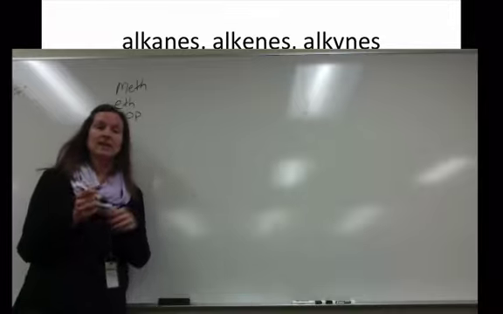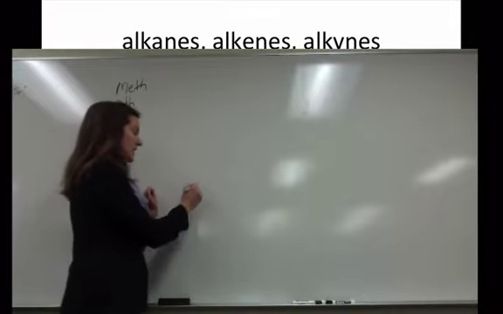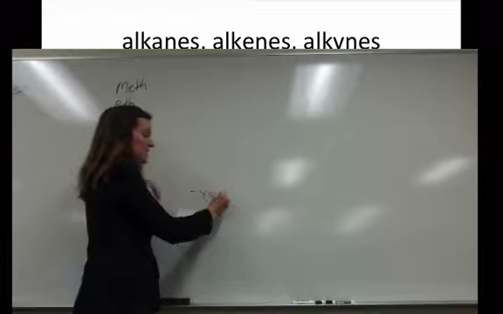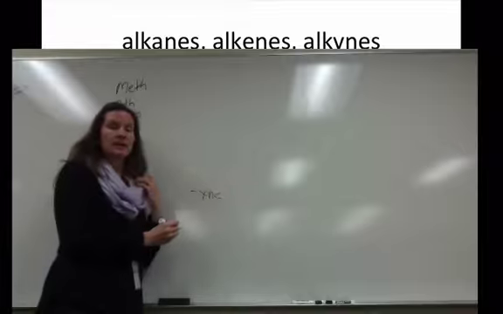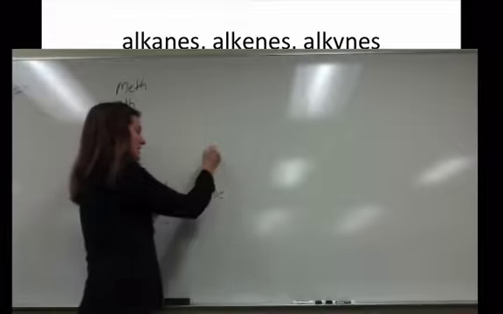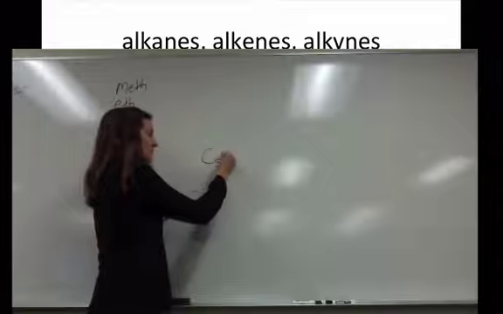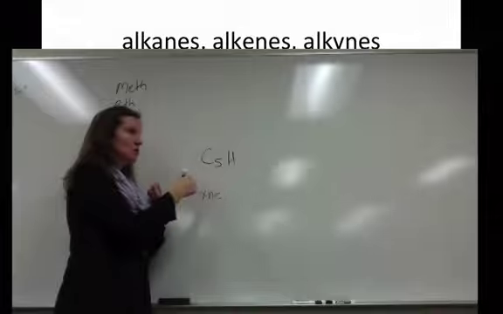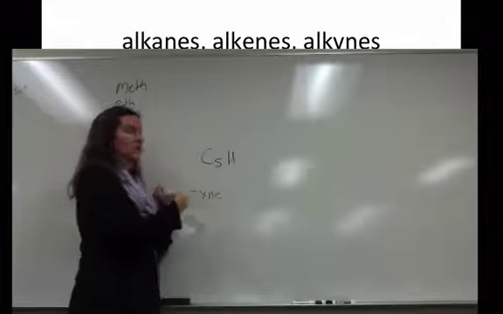Pentyne. Pent, again, is your prefix, so the alkynes end with Y-N-E. So pentyne is still C5. But now to figure out hydrogens, you take that times 2, which is 10, and then you take away 2 hydrogens, so you only have 8.